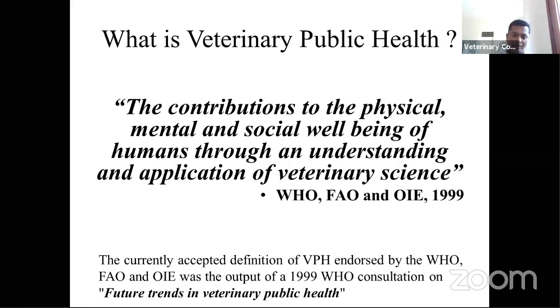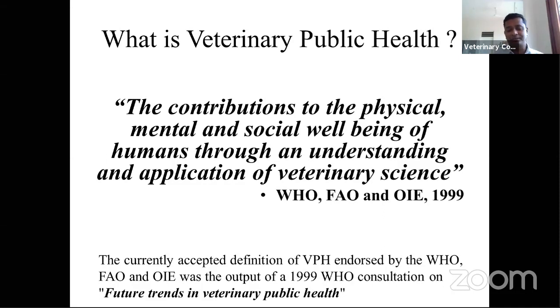Today we talk about global partnership, strategic alliance and all. When we talk about that perspective, they are very pertinent. The WHO, the OIE, the FAO joined together. The experts of these three United Nations organizations gave a new definition of veterinary public health in the year 1999. And the definition reads like this: the contributions to the physical, mental, and social well-being of humans through an understanding and application of veterinary science. See, this is very clear. So what does it mean?